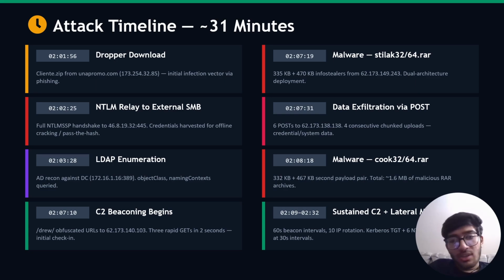The data exfiltration began with the 6 POST requests to the primary C2, and the 4 main ones are consecutive, one minute apart. The second malware pair arrived, Cookie32.rar and Cookie64.rar, another 800 kilobytes, bringing the total malware download to around 1.6 megabytes. The sustained C2 beaconing settled into a 60-second interval across the 10 IPs. Meanwhile, the Kerberos TGT request and 6 automated NTLM sessions to the DC at exact 30-second intervals indicated scripted lateral movement.